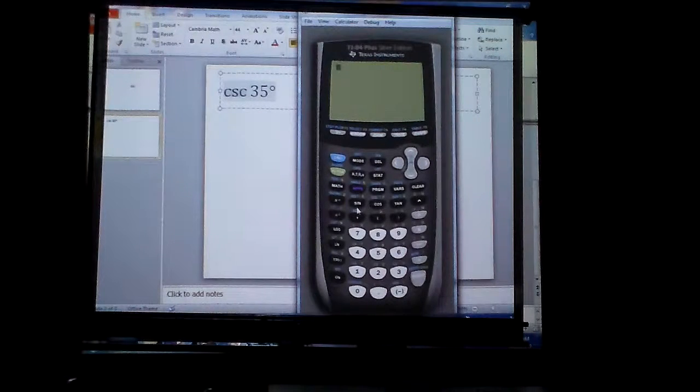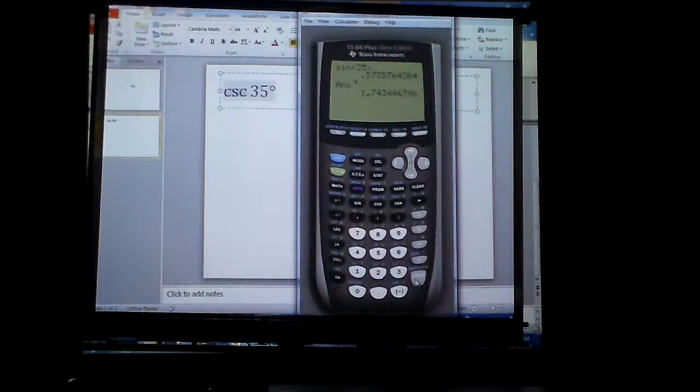And notice there is no cosecant button. We have sine, cosine, and tangent. So what I'm going to do is this. I have to know that cosecant is the reciprocal of sine. So I'm going to go sine 35. I can close this up right here and then hit enter. And that's the sine of 35. And now I'll do this x negative 1 because that will be the reciprocal, and hit enter.